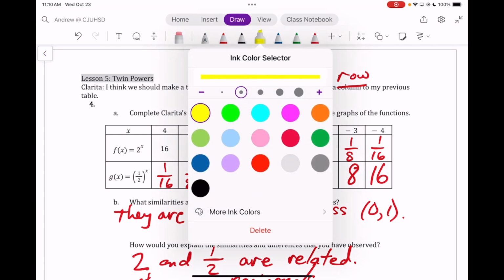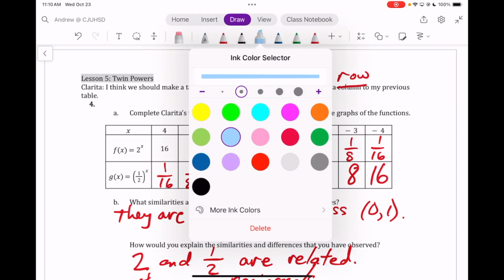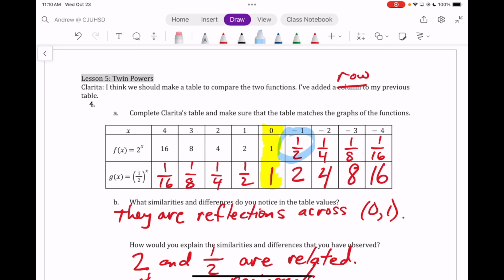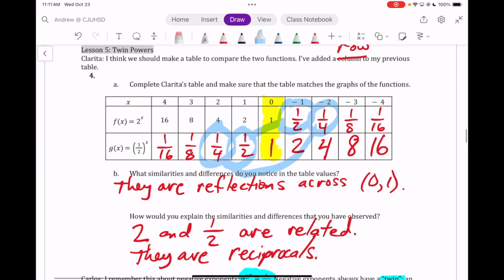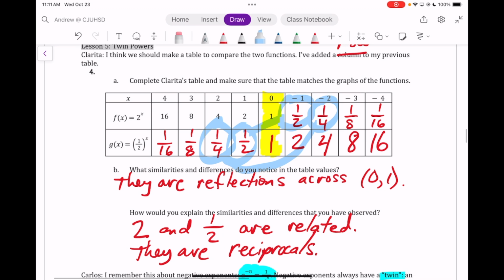So for example, let me get a marker out here. 1/2 on -1 is 1/2 on +1. 1/4 on -2 is 1/4 on +2, and so on and so on. The similarities, they are reflections across 0, 1. They're basically the same shape, but mirror reflections of each other. And the explanation is that 2 and 1/2 are related numbers. They are reciprocals of each other.